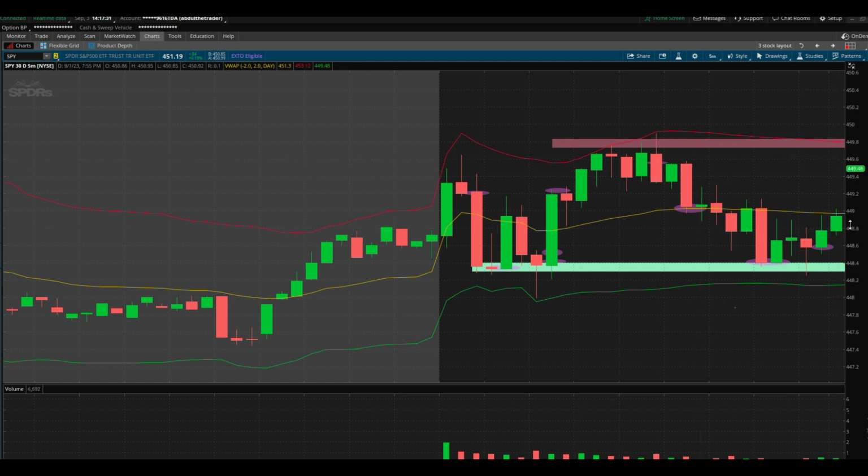Don't want to be too long, but this was a perfect example of how to use the supply and demand intraday off the 5-minute chart with calls and puts.